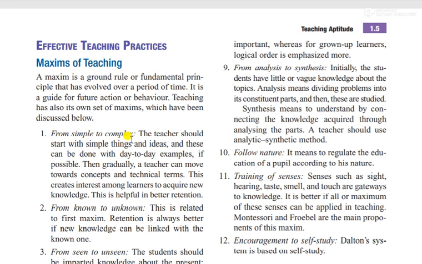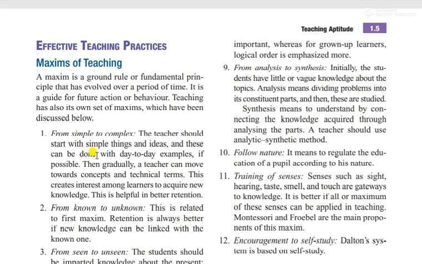Whenever we start to teach, we should start with very simple ideas, very simple skills, and then go to the complex, because if we directly jump to the complex thing, the student will not understand and your teaching will not be effective. So the teacher should start with the simple things and ideas, and these can be done with day-to-day examples if possible. Then gradually the teacher can move toward concepts and technical terms. This creates interest among the learners to acquire new information, new knowledge. This is helpful in better retention.